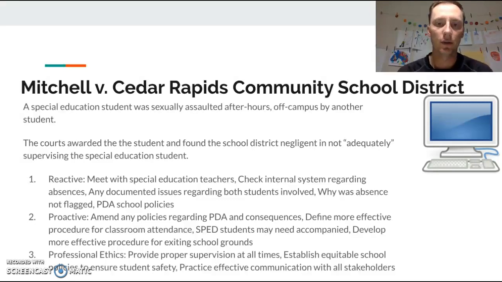In this case, there were some procedures put in place by the school that I do not think were practiced very effectively. They had equipment to be able to track student attendance.